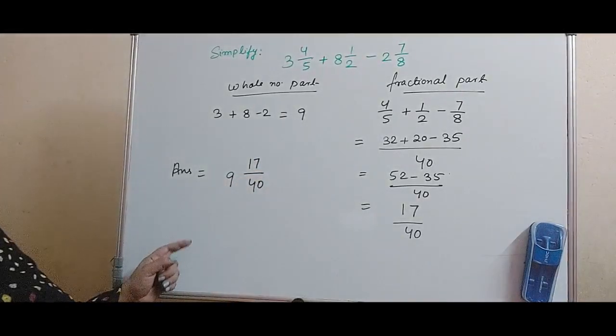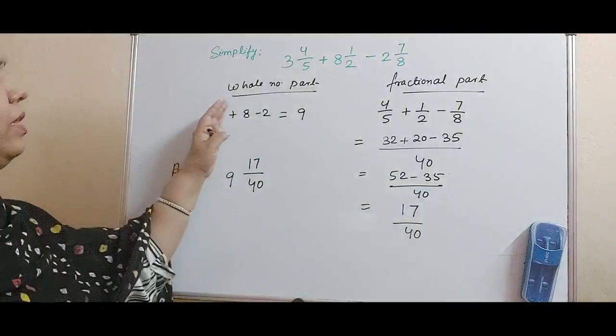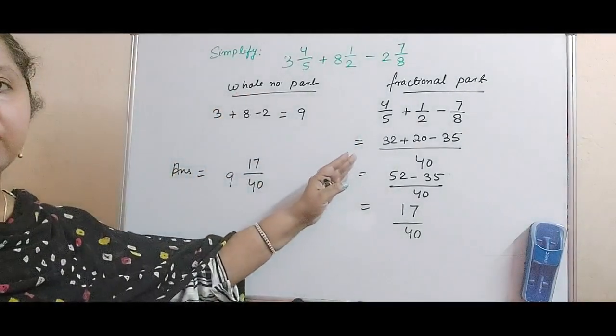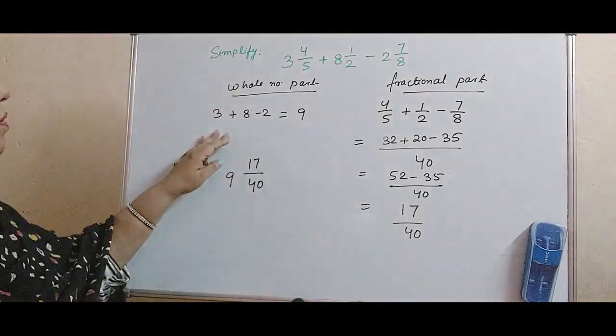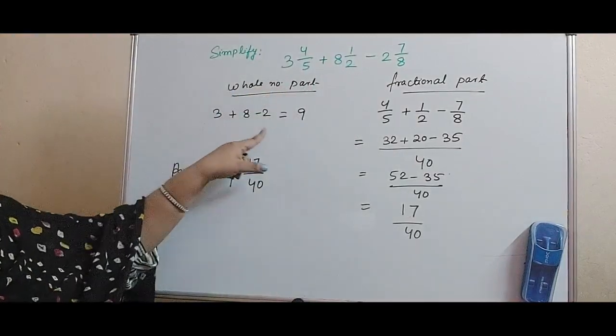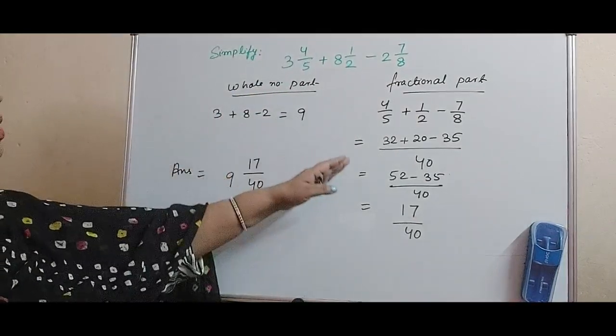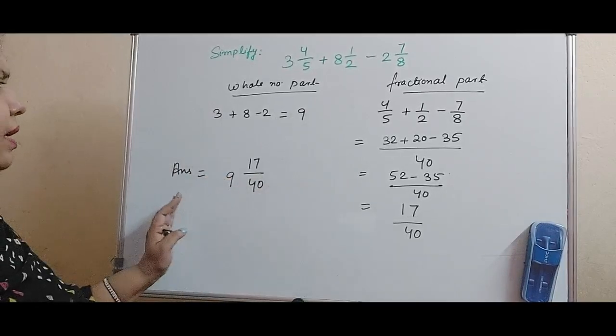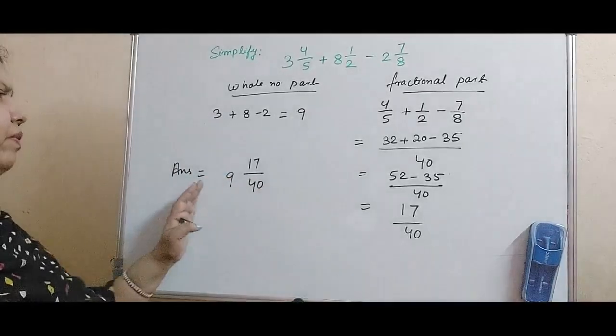I hope you all have understood this. We are separating the whole number part and fractional part. In the whole number part, what will we do? We will just add and subtract. We got the answer. The fractional part also we have done. And then we get the answer.